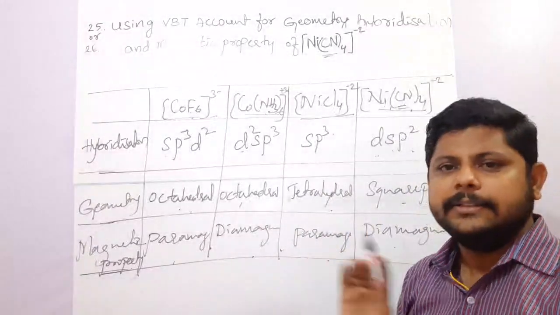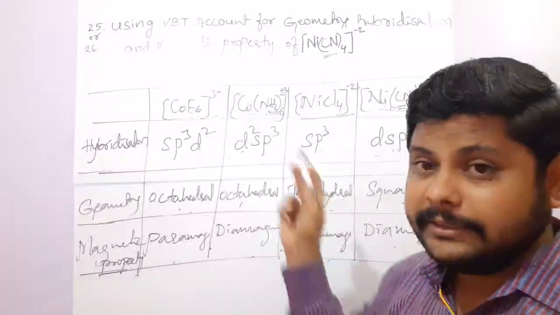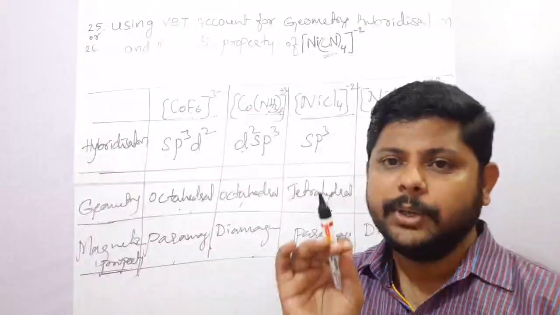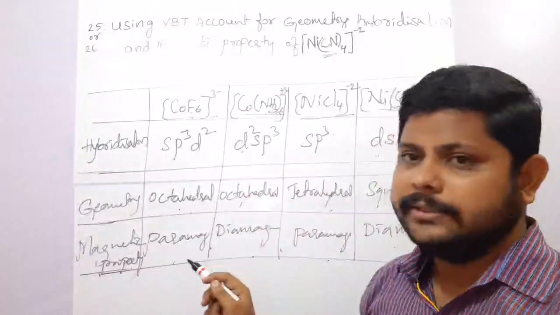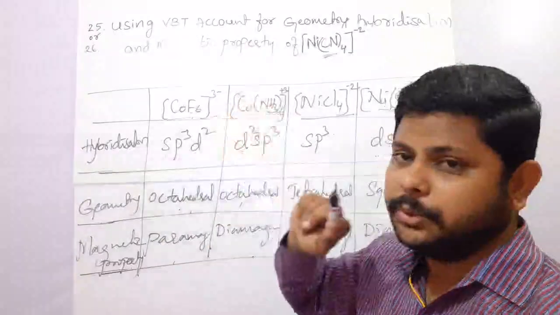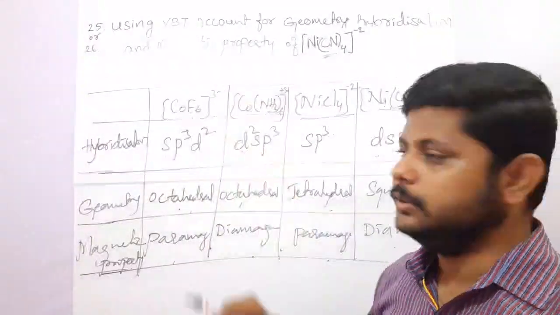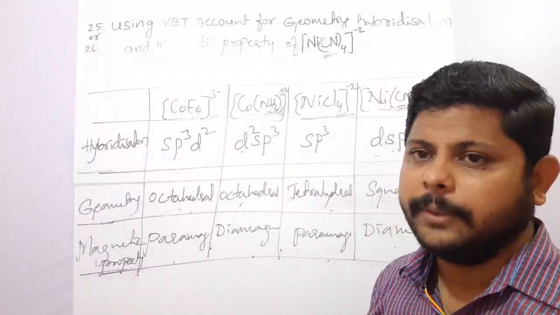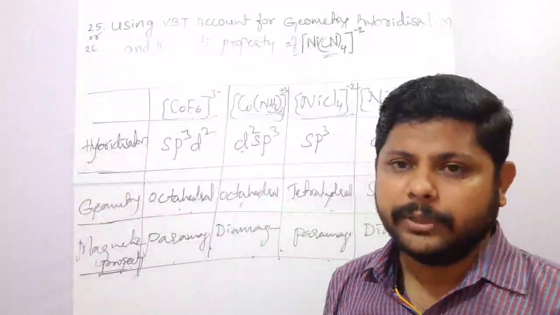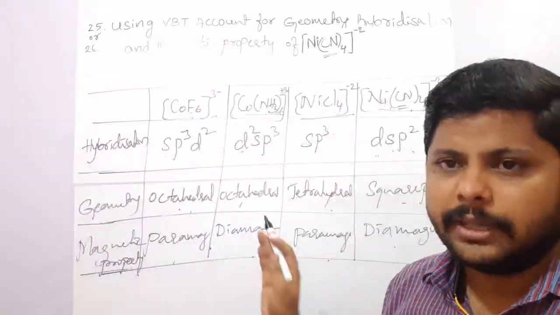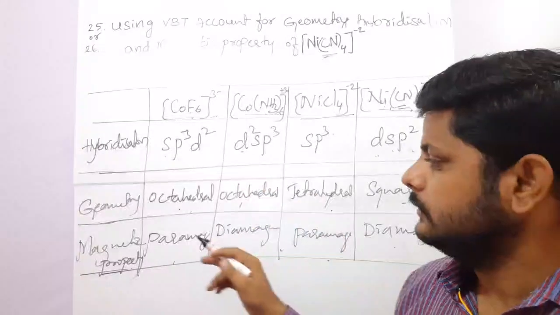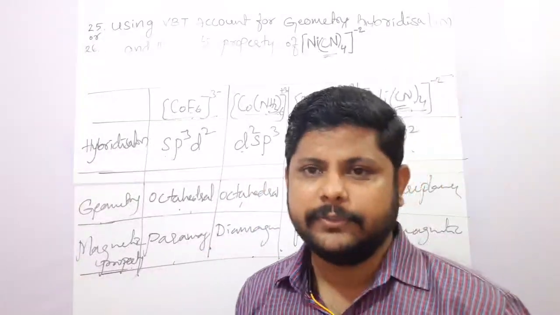In your examination, don't write this chart. You have to write only 3 points based on that example. Don't write all these things. This is only for your practice or remembrance. You can remember by seeing this. Okay, this is for this question.